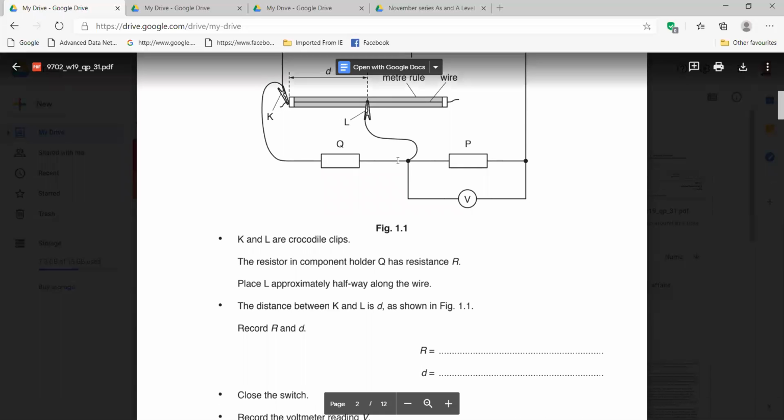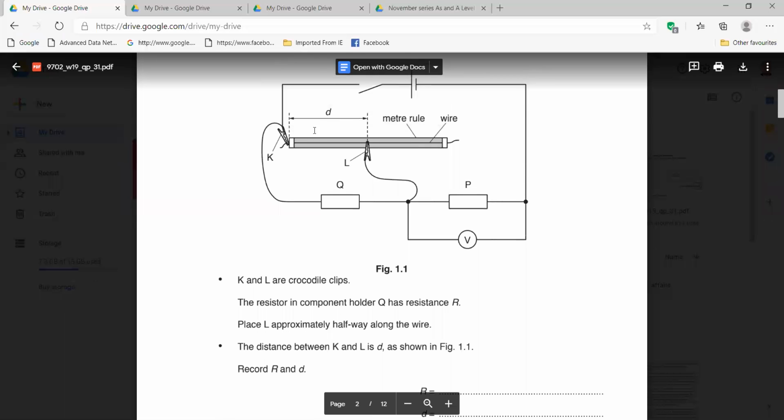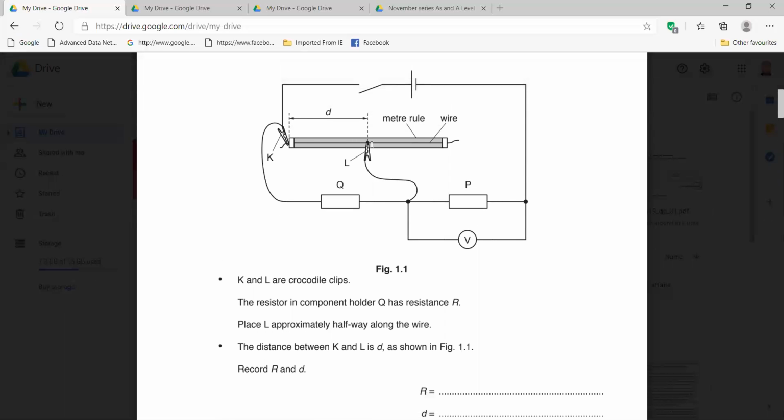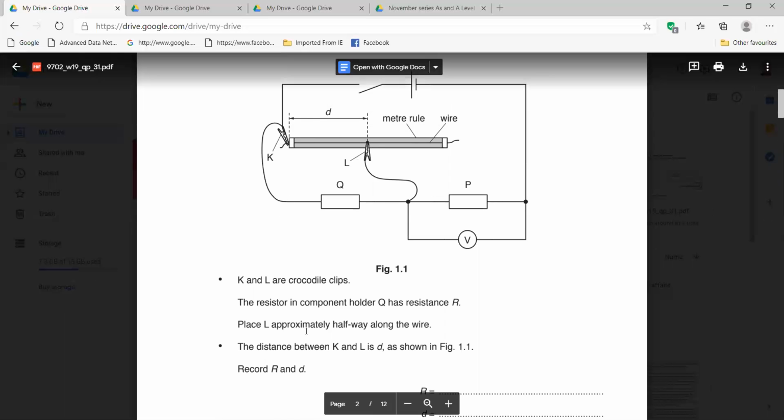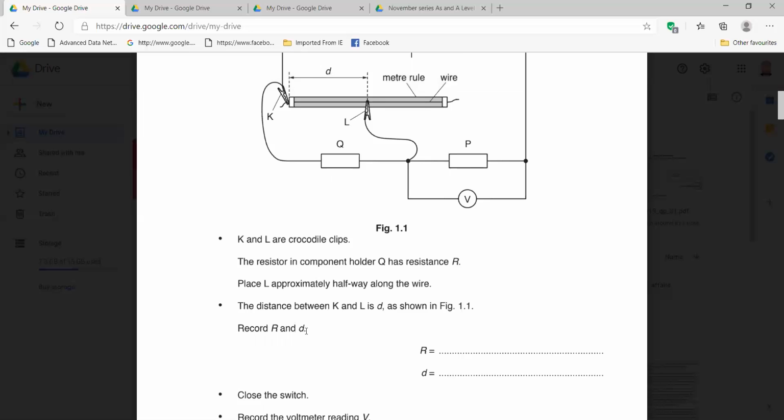whatever, wherever you are keeping these crocodile clips, you have to record R. You have to record R, already done, and you have to record D. How will you get D? You will get the distance from one crocodile clip to the other crocodile clip, the distance in between the two crocodile clips. Okay? Hello? Yes, sir, we can hear you. So you got how to get R and D.